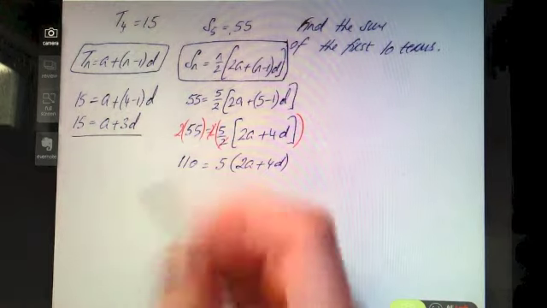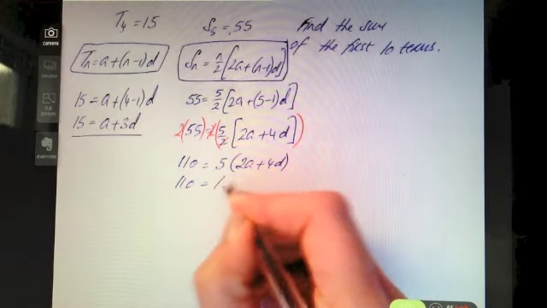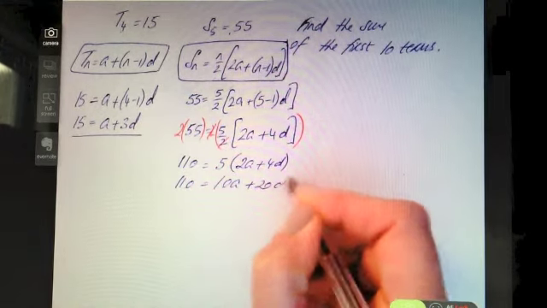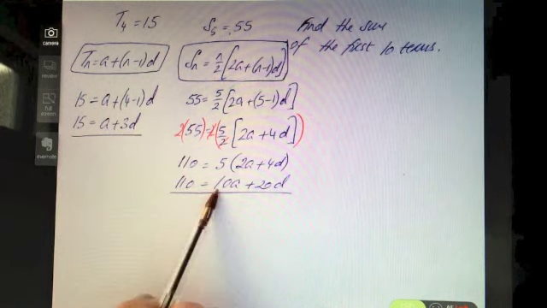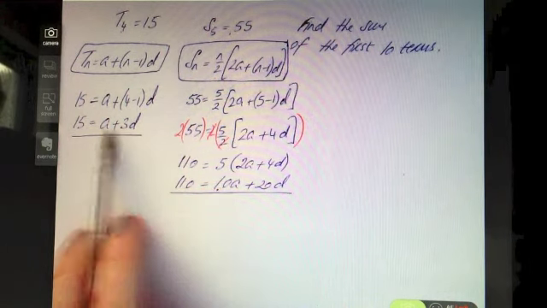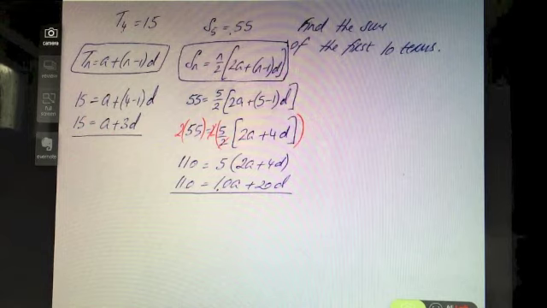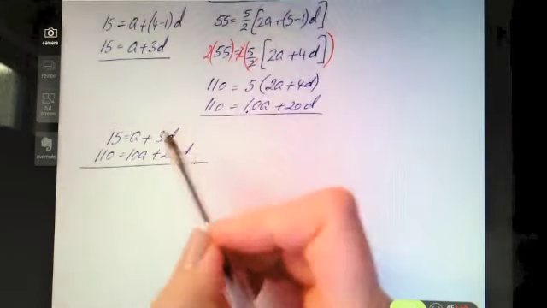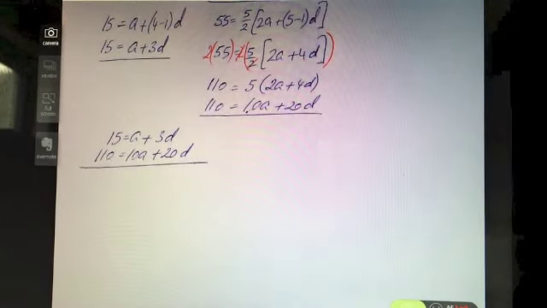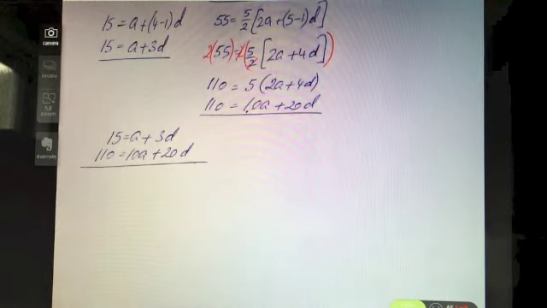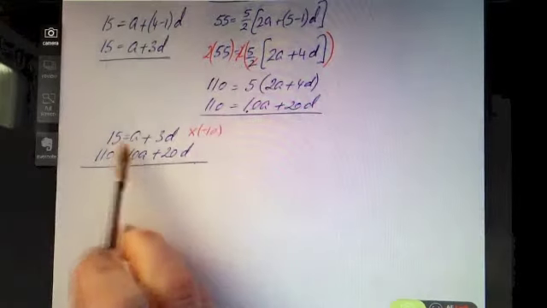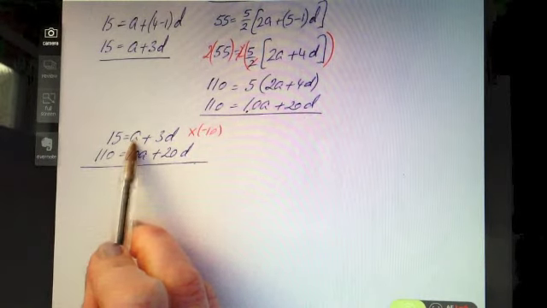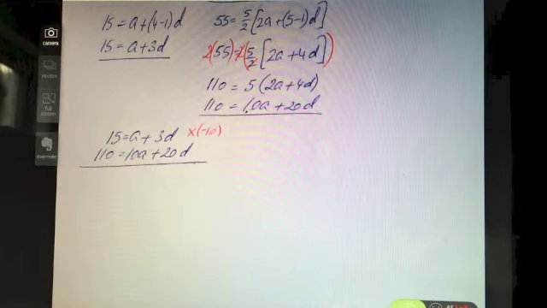And then tidying that up, I get 110 is equal to 10a plus 20d. And that's as far as I can go with that. So now what you see I'm left with is 2 equations with 2 unknowns, a and d. So we will now solve them simultaneously. Okay, so the best thing to do with these two now is I'm going to eliminate the a's. I'm going to multiply that top line by minus 10, and then that will give me a minus 10a up here, which will cancel quite nicely with the 10a below.